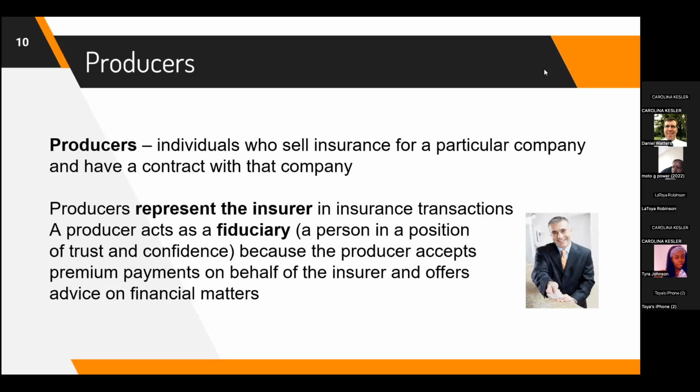A producer acts as a fiduciary, a person in position of trust and confidence. When you see the word fiduciary on the test, look for the word premium. Producer, fiduciary, premium, they all go together, right? So, what are you going to look for if you see fiduciary? Yes, premium is the main one, because the producer accepts premium payments on behalf of the insurer and offers advice on financial matters.